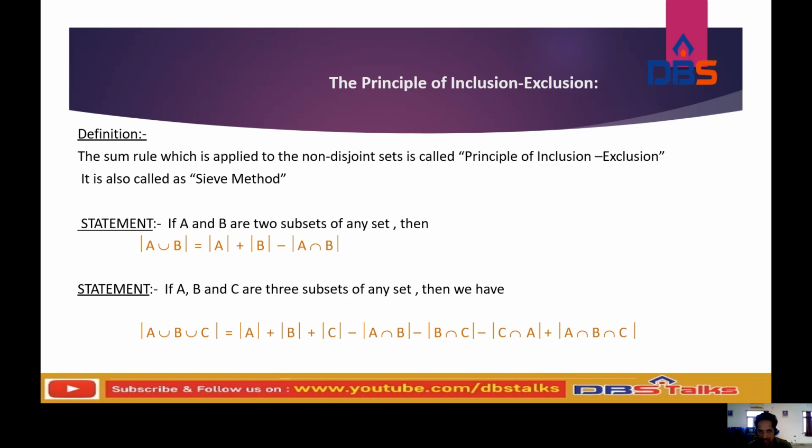So what is the principle of inclusion? The sum rule which is applied to non-disjoint sets is called the principle of inclusion and exclusion. It is also called the sieve method. Okay. Next.